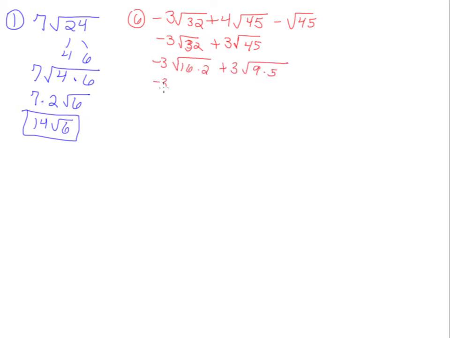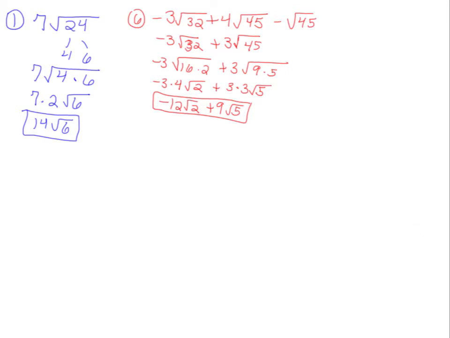And then the square root of 16 is 4. And the square root of 9 is 3. So that leaves me with negative 12 root 2 plus 9 root 5. And I cannot go any farther since root 2 and root 5 are not like terms.